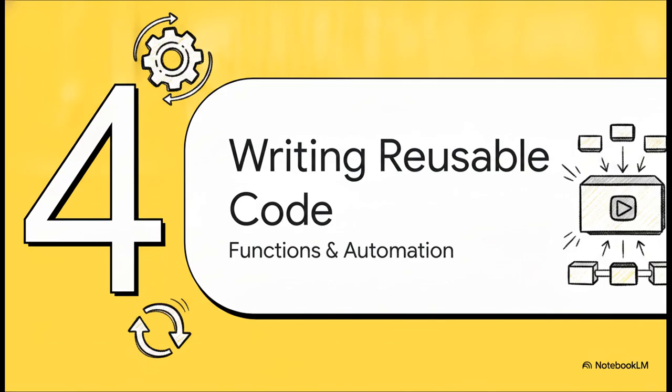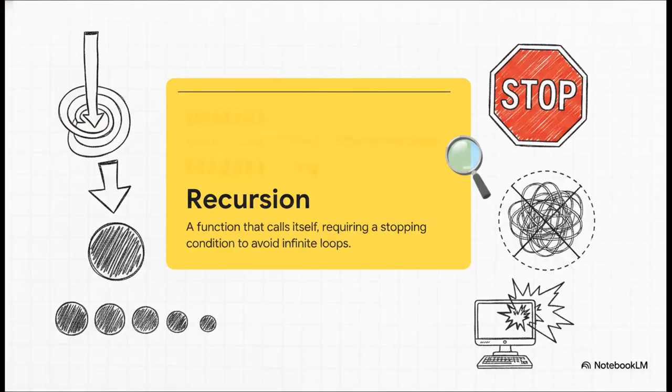Section 4. Writing reusable code. Programming is all about automating action, not just storing stuff. A highly specific and, frankly, powerful technique for this is recursion. This is when a function actually calls itself, directly or indirectly, to solve a problem step by step. Think of it like a countdown or calculating a factorial in math.